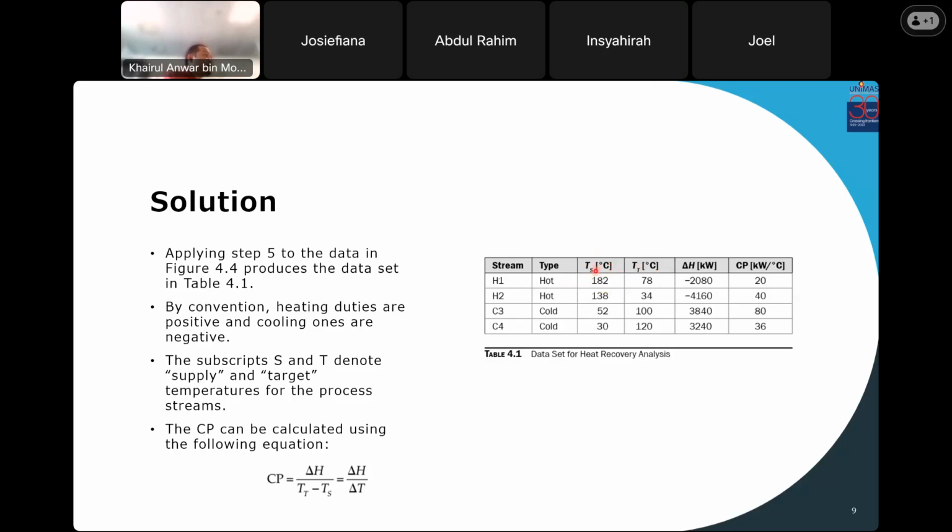So in this case, supply means inlet. Water is sink, and target is source. For this case, hot is from 143 to 78. Delta H is negative 2018. So CP needs to be calculated. Normally, if delta H is not given, you may need to calculate it using an energy balance, but normally it's given.